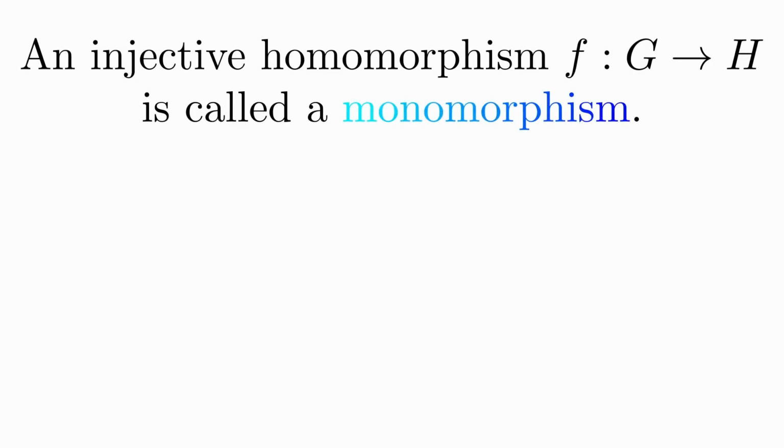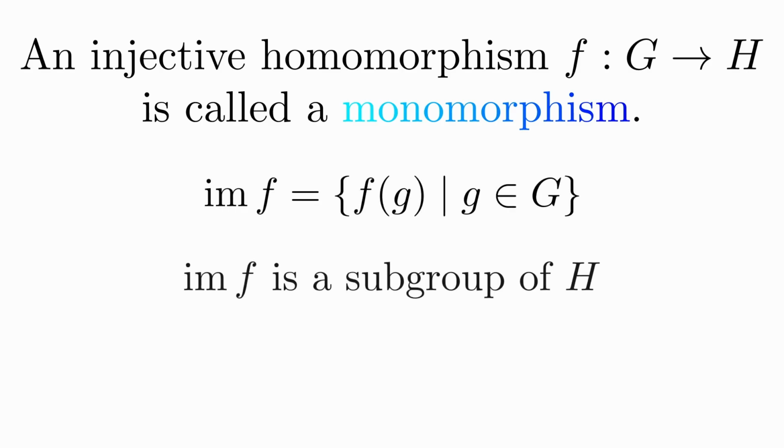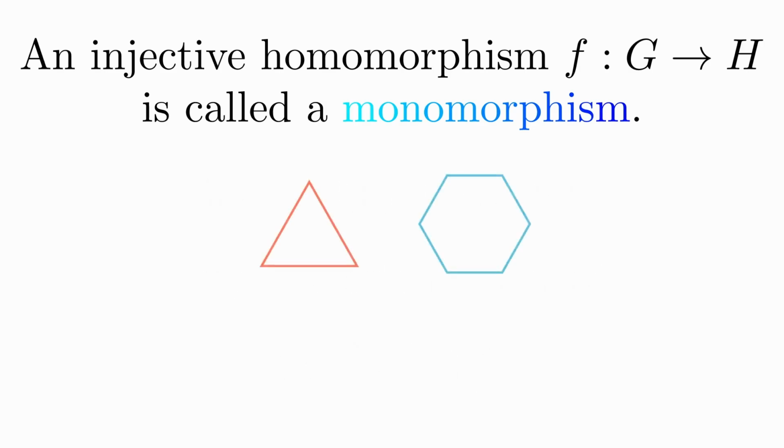An injective homomorphism is called a monomorphism. Injective means that different elements get mapped to different images. We can look at the image of the homomorphism and get that this is a subgroup of the codomain. By restricting the homomorphism to its image, we obtain a bijective map, meaning the domain is isomorphic to the image. In essence, a monomorphism embeds one group into a larger group. For example, all of the symmetries of a triangle are also symmetries of a hexagon, so there is a monomorphism from the dihedral group D3 to D6.